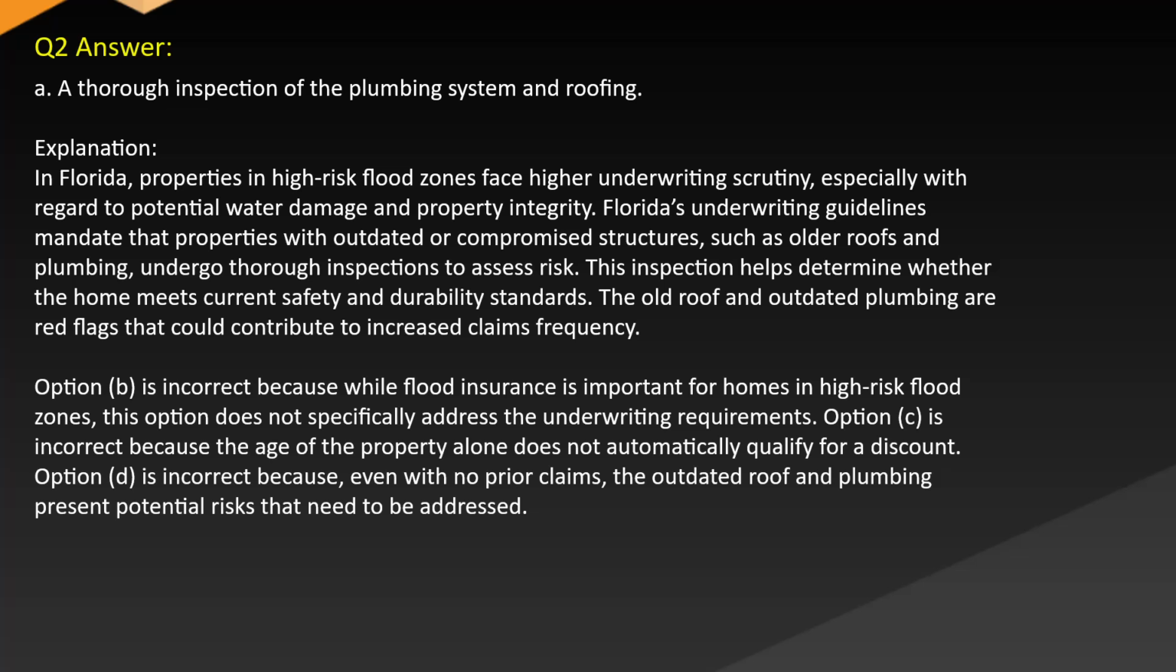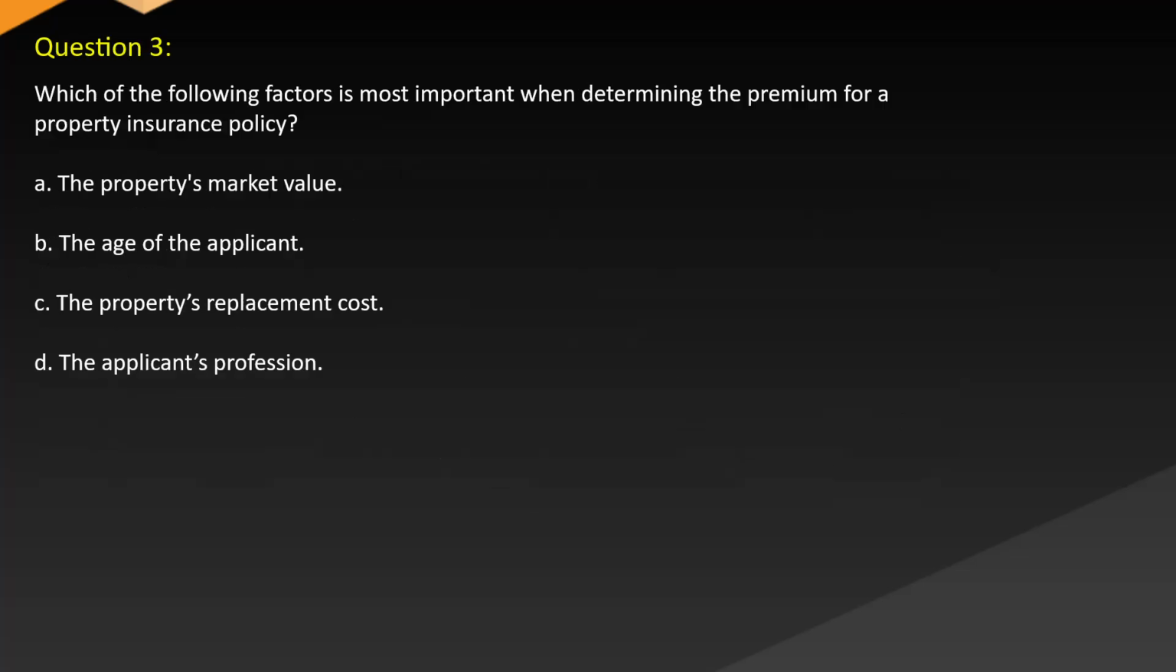Option B is incorrect because while flood insurance is important for homes in high-risk flood zones, this option does not specifically address the underwriting requirements. Option C is incorrect because the age of the property alone does not automatically qualify for a discount. Option D is incorrect because, even with no prior claims, the outdated roof and plumbing present potential risks that need to be addressed.